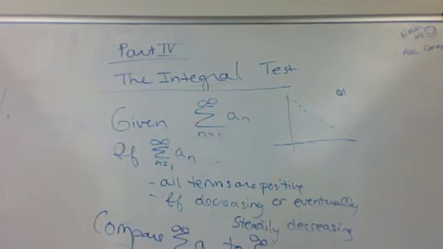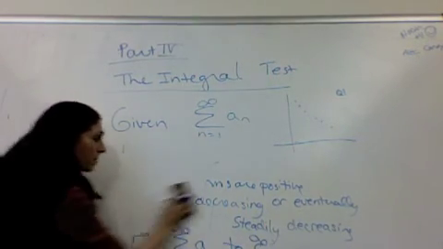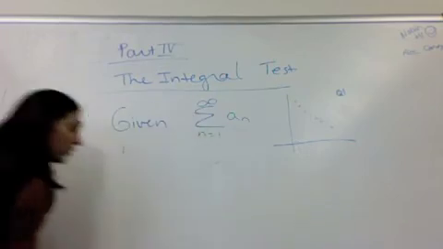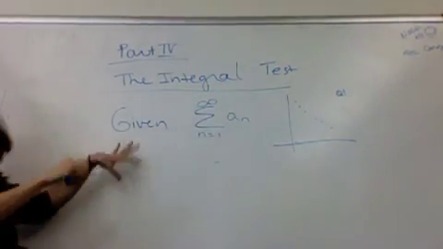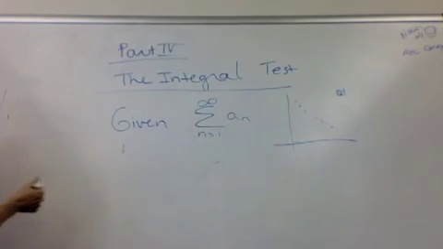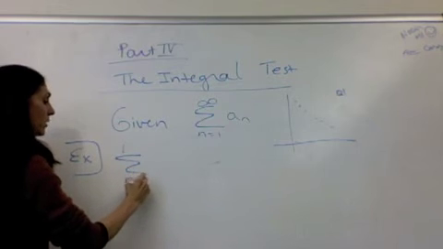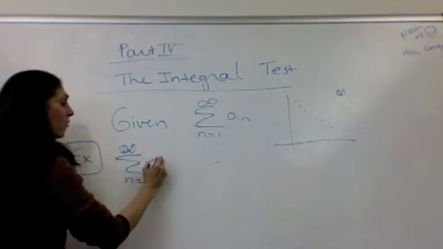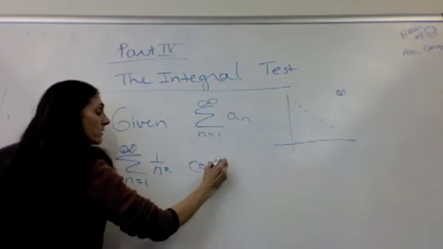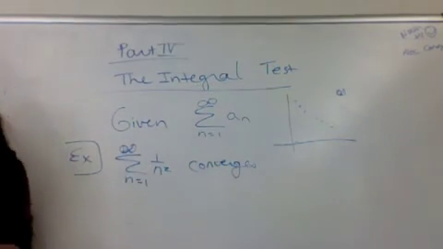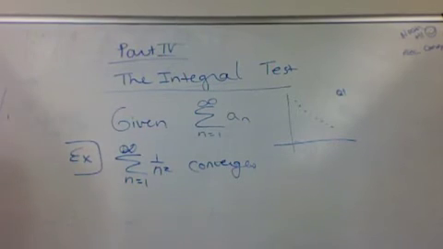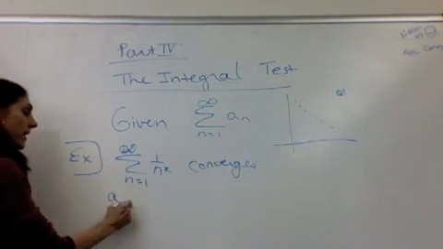Now this is in your packet, you don't have to write that whole thing down, it's on the last page of your packet with the notes. So let's say, as an example, we want to prove the sum from n equals 1 to infinity of 1 over n squared converges. Do you guys have that in your packet? Alright, so I'm doing your homework for you. So prove this converges. Well, you have to look at your a sub n term.